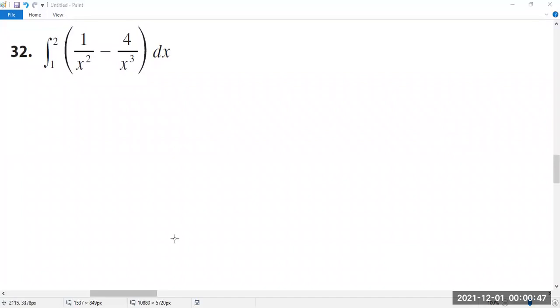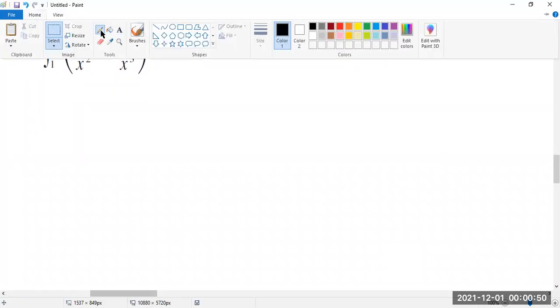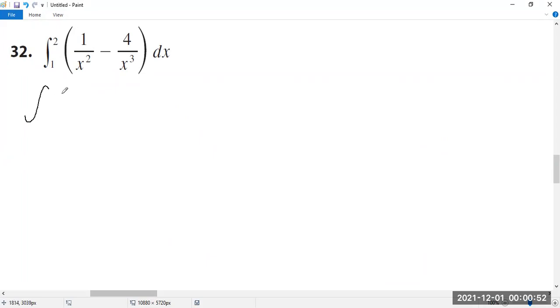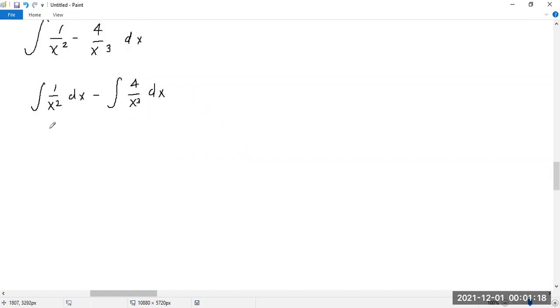So in this case here, we're repeating the same pattern where we only consider the version of the definite integral that is an indefinite integral. And when we solve this question, from 2 to 1, right? We'd break it up first. We would say this is the integral of 1 over x squared dx minus the integral of 4 over x cubed dx, right? And then we're solving these individually.